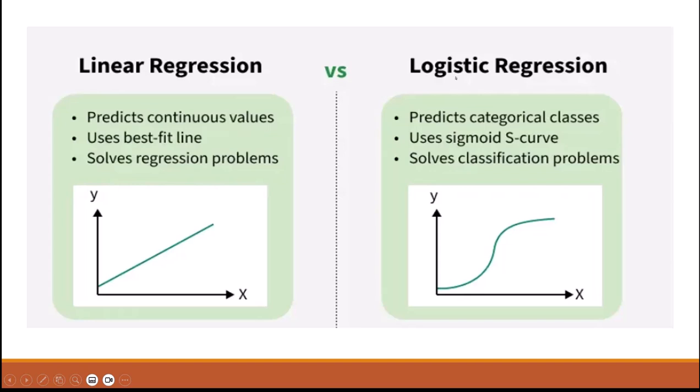So what is the difference between linear regression and logistic regression? As I explained, we use linear regression to predict continuous values and find the best linear line that fits our data points to solve regression problems. But for logistic regression, we use a sigmoid function or sigmoid curve to predict the categorical classes and the probability of these classes, in order to find a good fit model for classification problems.